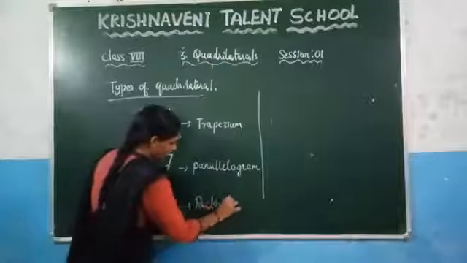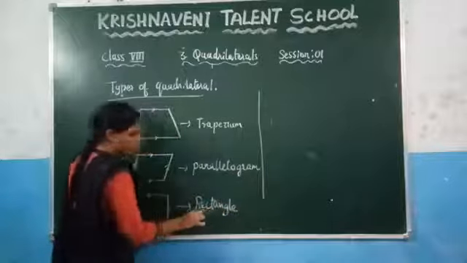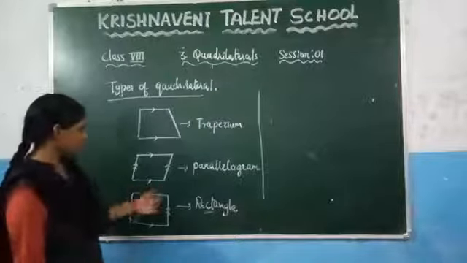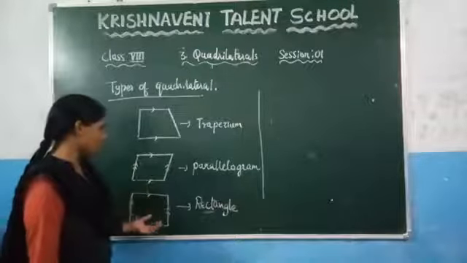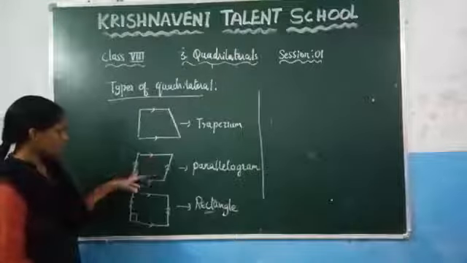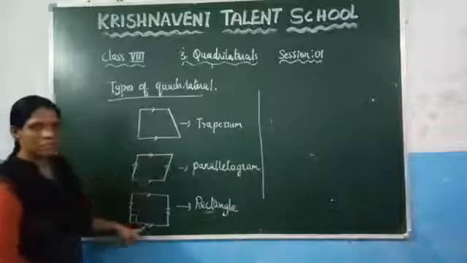We call it a rectangle. The meaning of rect is nothing but right. Right angle, we call it a rectangle. So what is a rectangle? That means you can say that every rectangle is a parallelogram because here two sides are parallel, here also two sides are parallel.